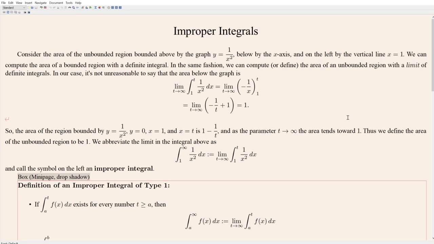Now, at first, you might think that it's a silly question, because if the region is infinite, then surely it's going to have infinite area. But, as it happens, this isn't really the case. We have to think about this a little bit more precisely.